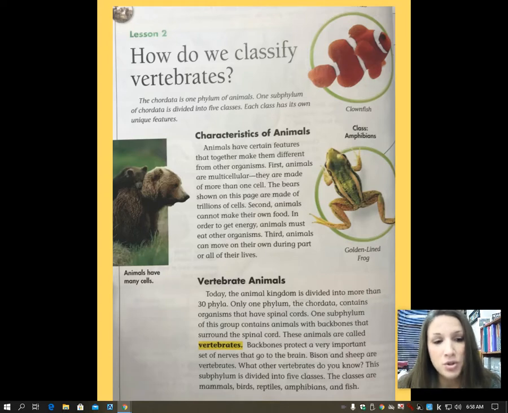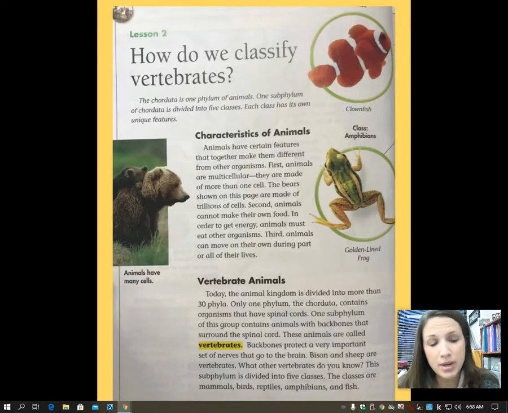What I want you to do today is look for the characteristics of vertebrates. So, for example, do they feed their young? What kind of skin covering do they have? Is it feathers? Is it fur? Are they cold-blooded or are they warm-blooded? Different things like that.